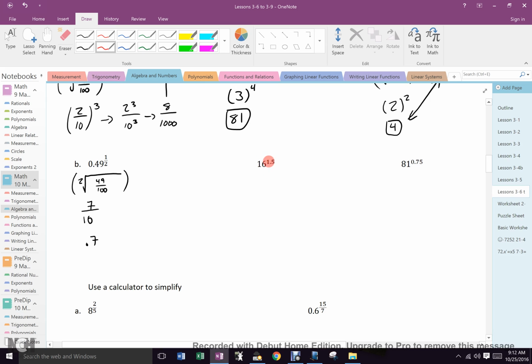So, let's look at 16 there. 16 to the 1.5. What? To the 1.5. Well, wait a minute. I know what to do with fractional exponents. What are decimals?